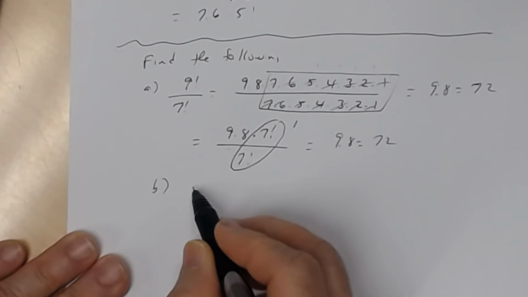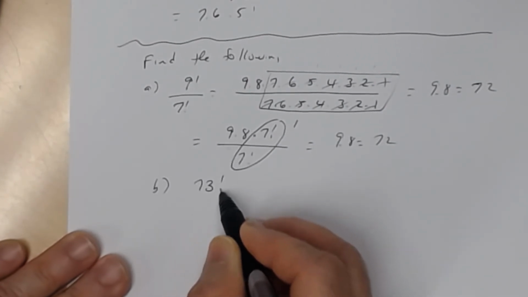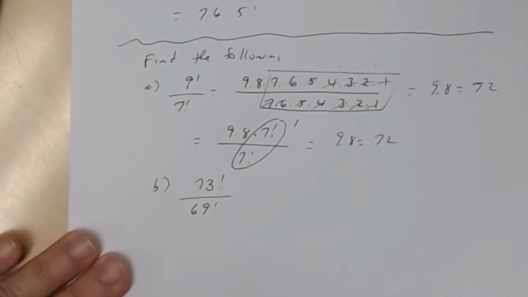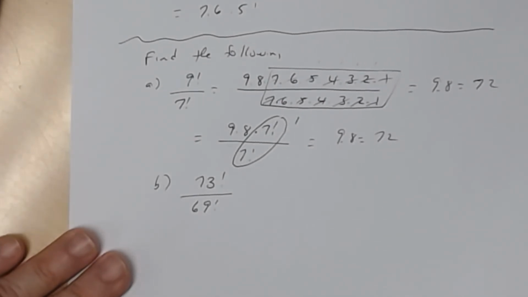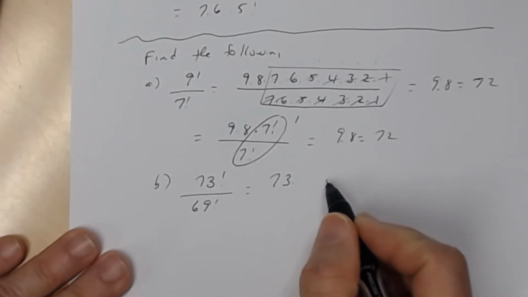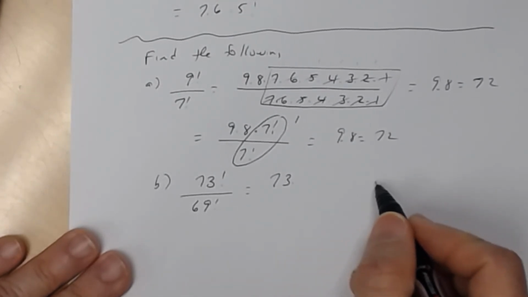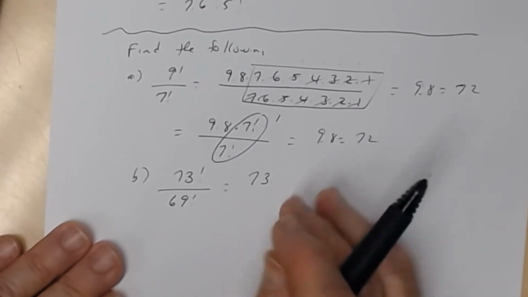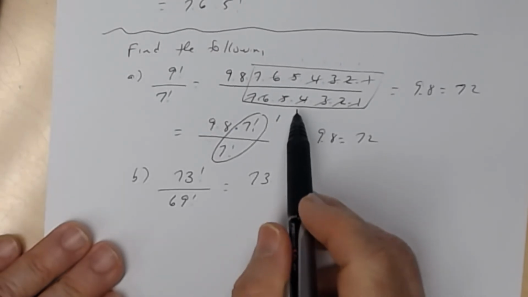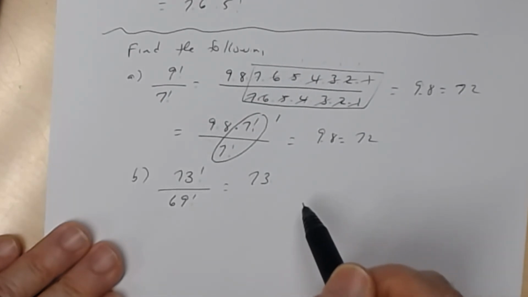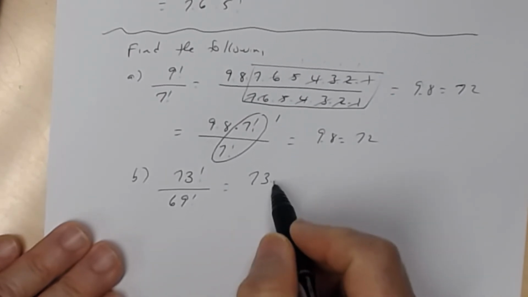Okay, part B. Suppose I had 73 factorial divided by 69 factorial. Would you really want to say 73 times 72 times 71 times 70 times 69, and so on, all the way to 1? No, you don't. You want to use this idea that up to a certain point, the rest of these factors would be a factorial.